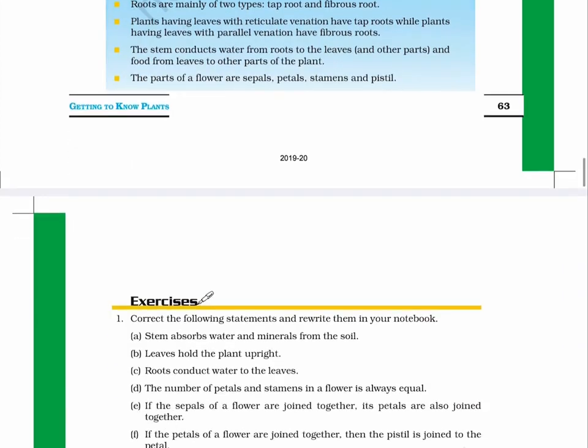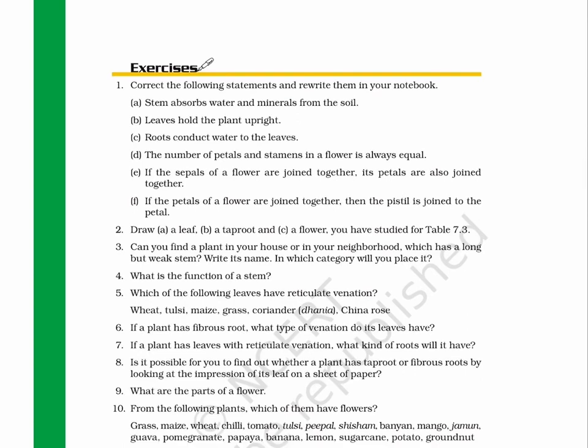Page 64. Exercises. 1. Correct the following statements and rewrite them in your notebook. A. Stem absorbs water and minerals from the soil. B. Leaves hold the plant upright. C. Roots conduct water to the leaves. D. The number of petals and stamens in a flower is always equal. E. If the sepals of a flower are joined together, its petals are also joined together. F. If the petals of a flower are joined together, then the pistil is joined to the petal.